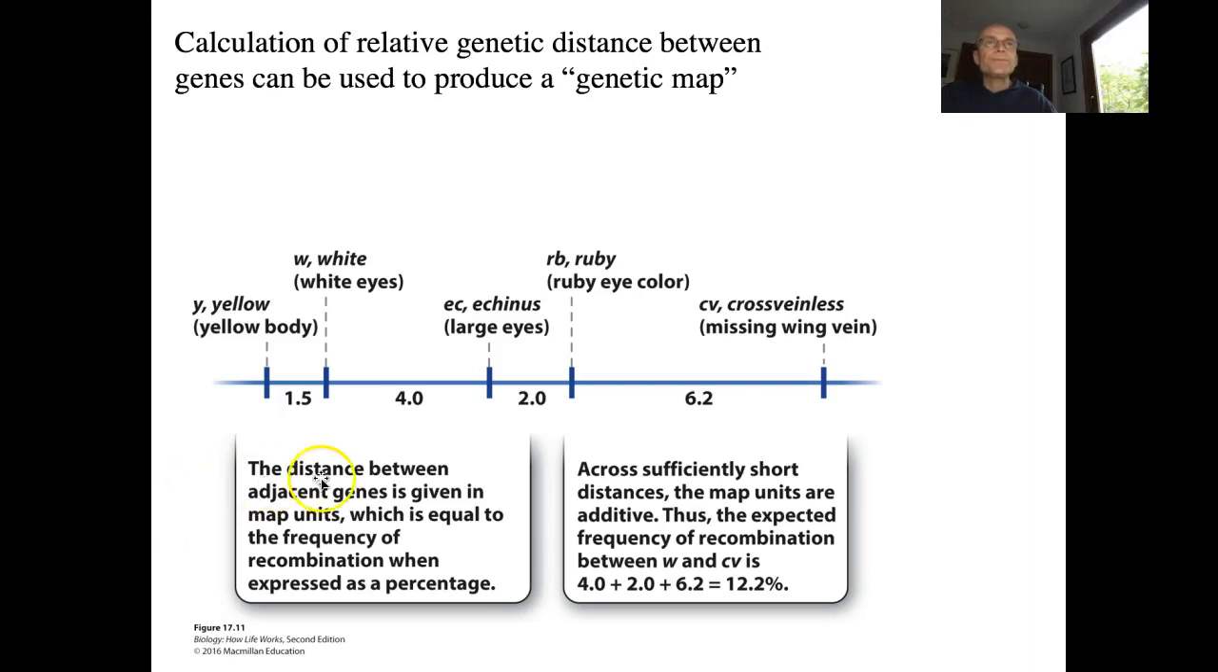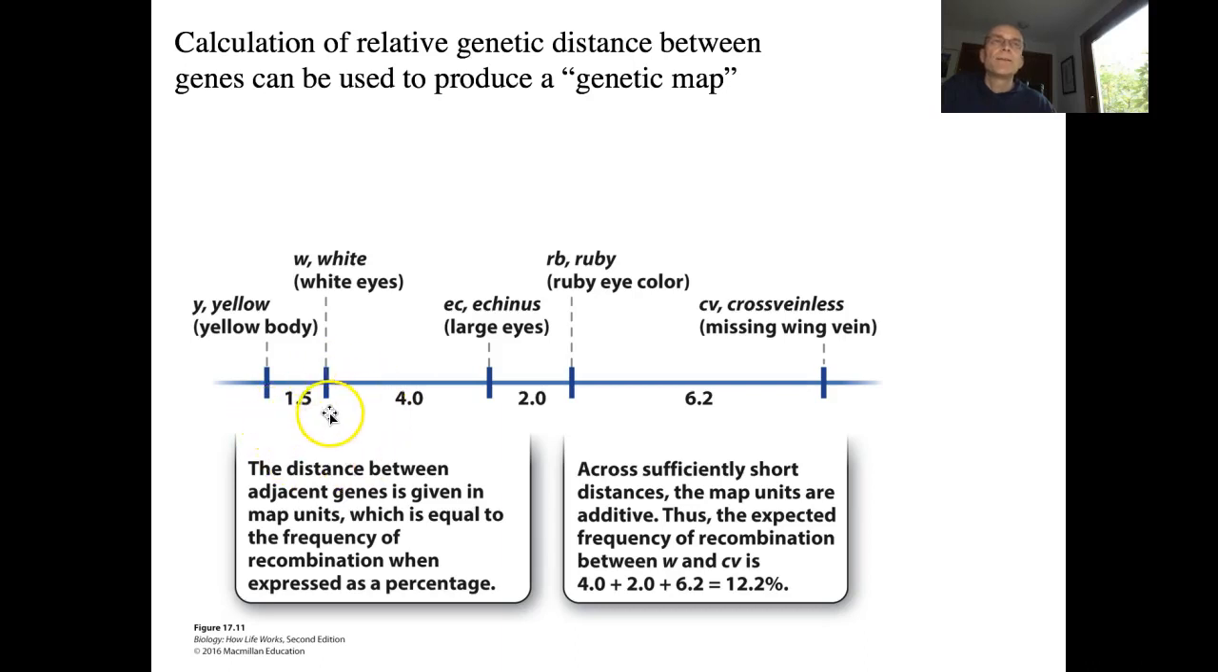So if you have a gene, here's the W gene, and here's the CV gene, and the recombination frequency, so the frequency with which they are separated from each other on the chromosome because of crossing over, is a certain percentage that we just calculated. Then that is the recombination frequency, and that is the distance, just by definition, with which they are put on what's called a genetic map.